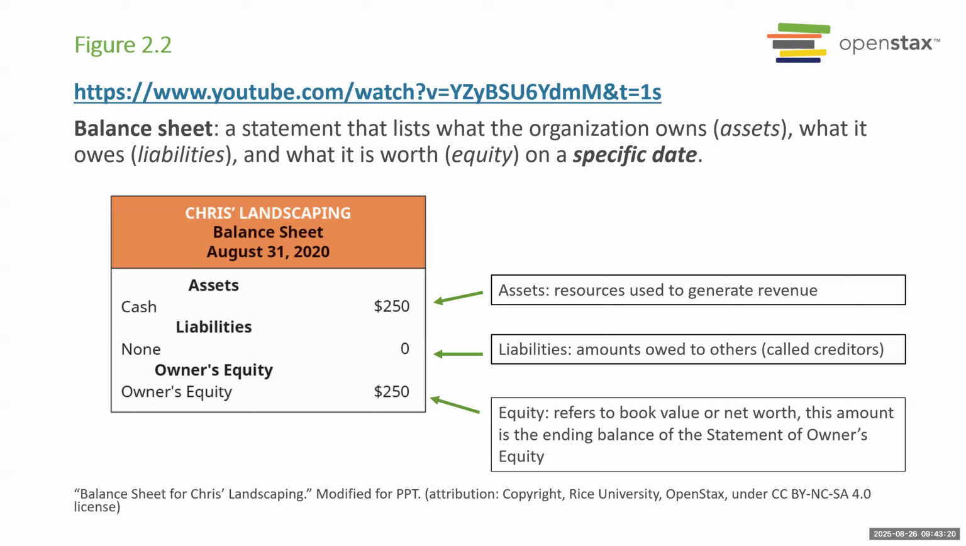So here we have the cash that the owner put in from the statement of owner's equity of $250,000. Now we have zero liabilities because, again, our business is just starting, and the owner's equity is $250,000.